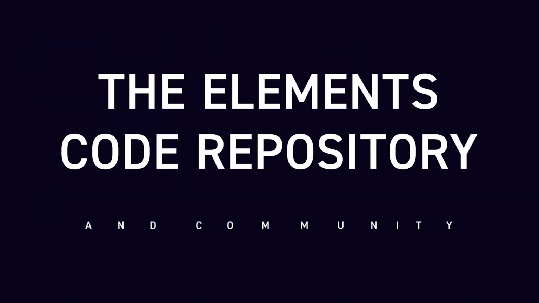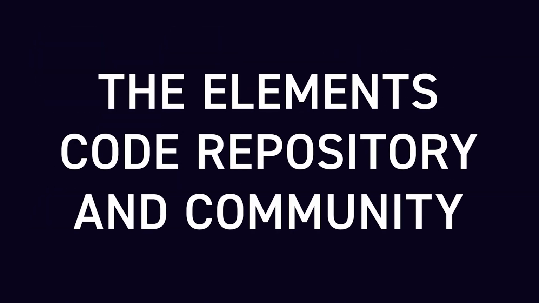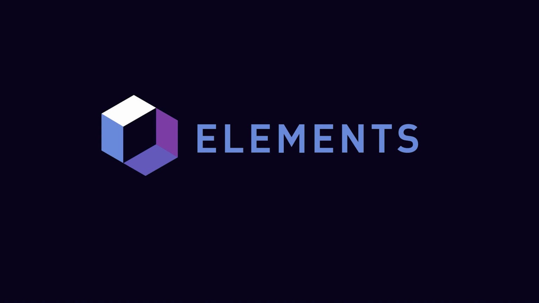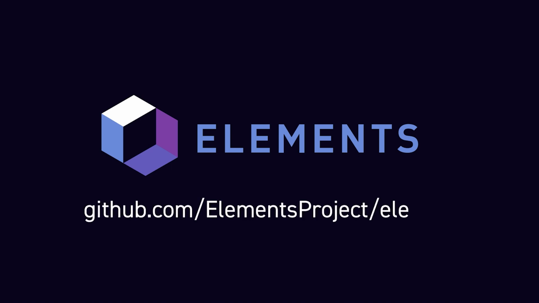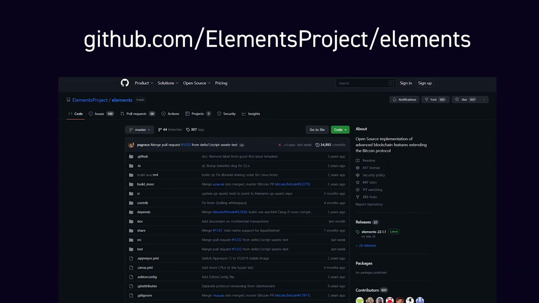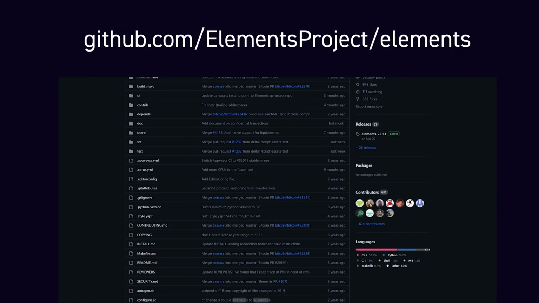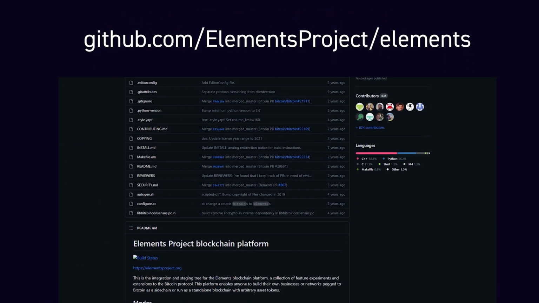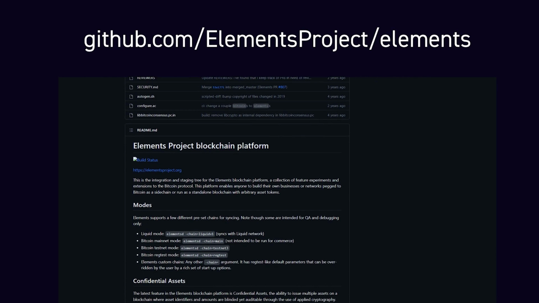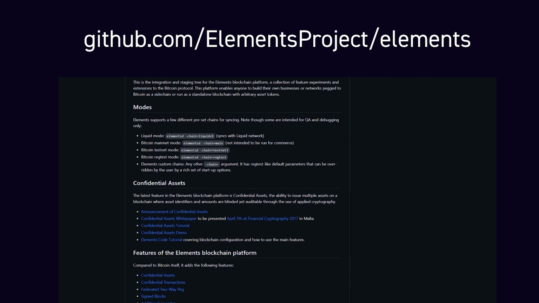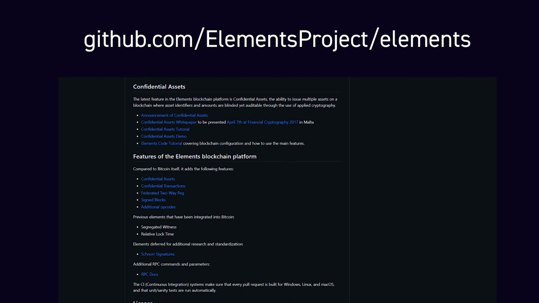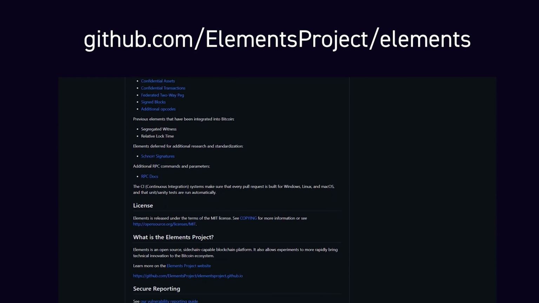The Elements code repository and community. Elements is an open source project, and its source code can be found in the Elements GitHub repository at github.com/elementsproject/elements. The repository contains the source for the Elements D and Elements CLI programs, along with supporting installation and build tools, a suite of tests, and some instructional documentation.